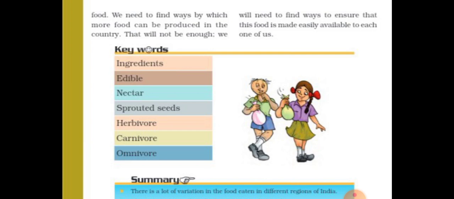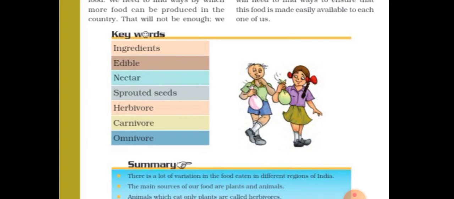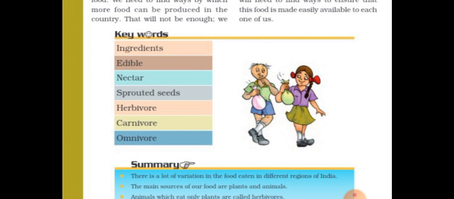And second thing, we need to find out what the different ways and procedures are to get enough food. How will we produce lots of food, so it is sufficient for the people of our country. So here some keywords are given: ingredients, edible. Ingredients means the things which we use for preparing our dish. Edible means things which we eat.